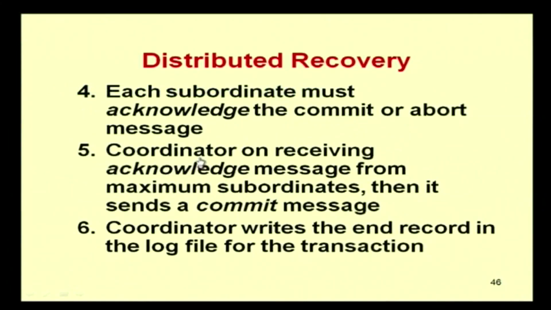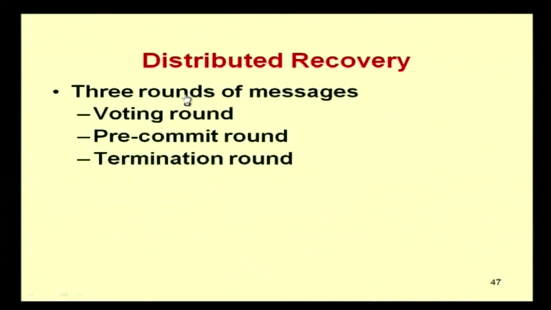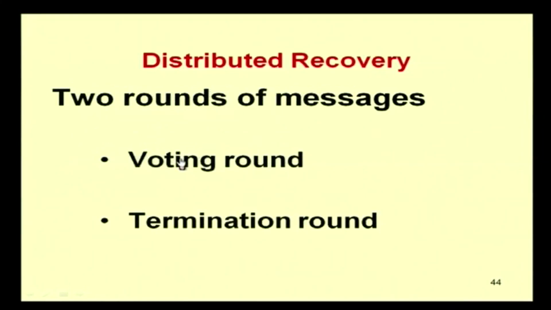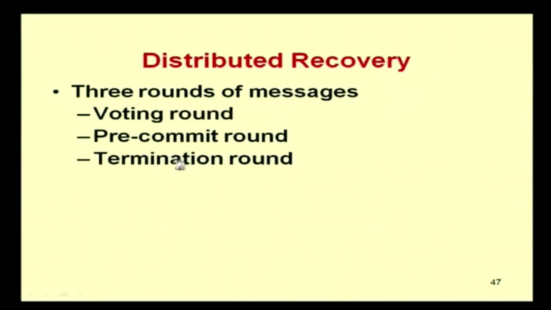Now, each subordinate must acknowledge the commit or abort message. The coordinator, on receiving the acknowledgement messages from most subordinates, sends a commit message. The coordinator writes the end record in the log file for the transaction. So, there are three rounds of messages here: voting, pre-commit and termination. In the previous protocol we had voting and termination; here we have an additional pre-commit.